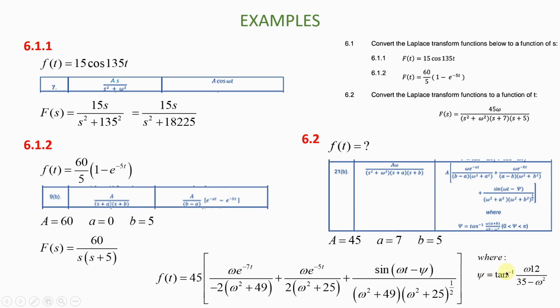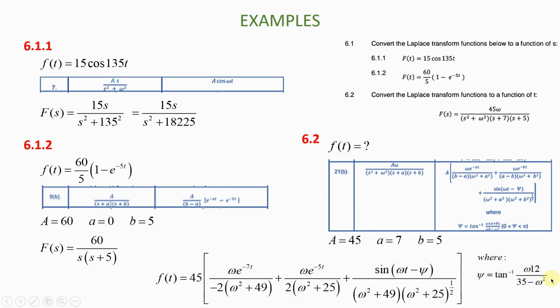Phi is equal to tan minus 1 of omega multiplied by a plus b. a is 7, b is 5, a plus b is 12. Omega multiplied therefore by 12 divided by a times b, which is 7 times 5, 35, minus omega squared. Okay, so this is what this is equal to.